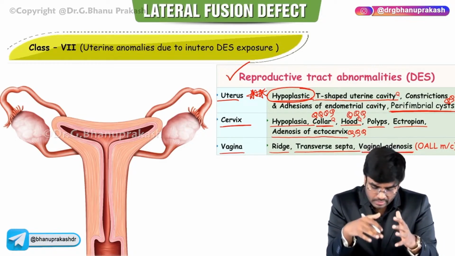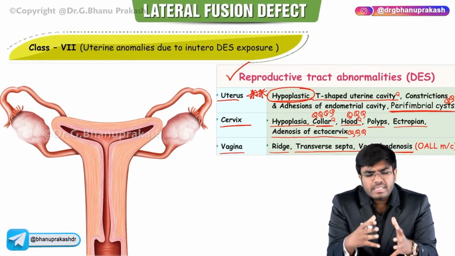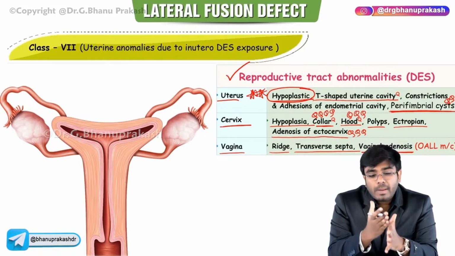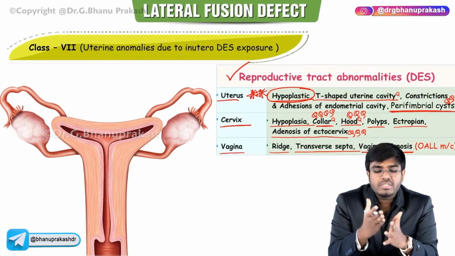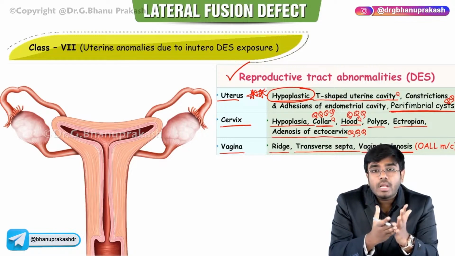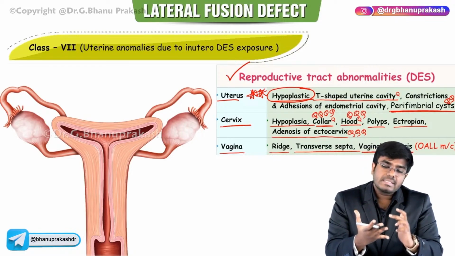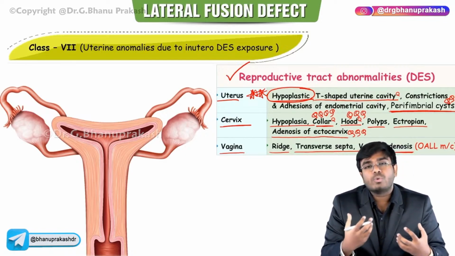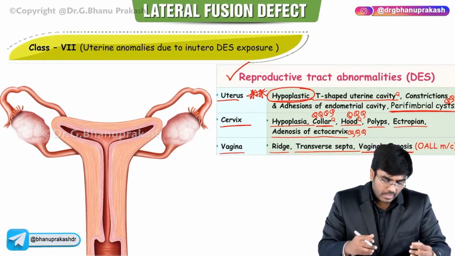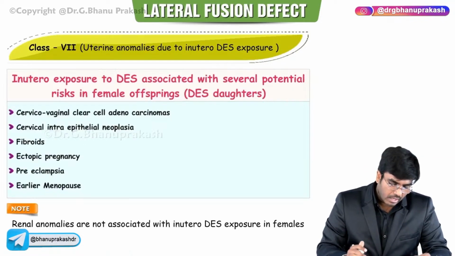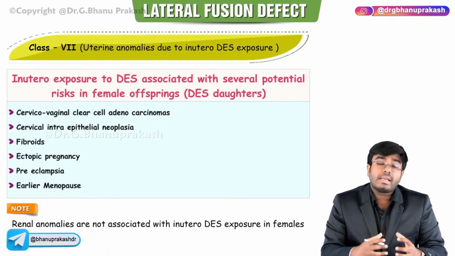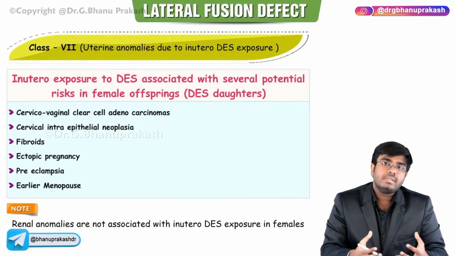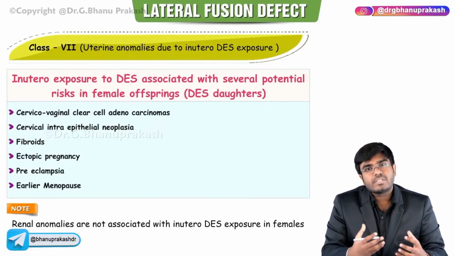Apart from that, the reproductive tract anomalies are nothing but the hypoplastic uterus, T-shaped uterus, cervix with a hood, cervix with a collar, vaginal adenosis, and cervical adenosis. The ectocervix can have adenosis, a glandular growth. Now, after this, let's talk about some other important risks which are associated with exposure to diethylstilbestrol.